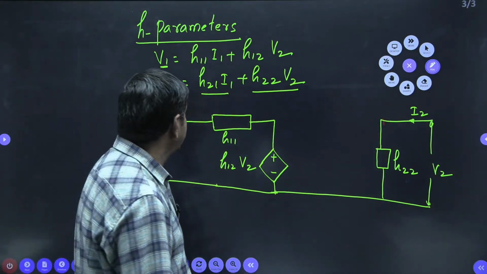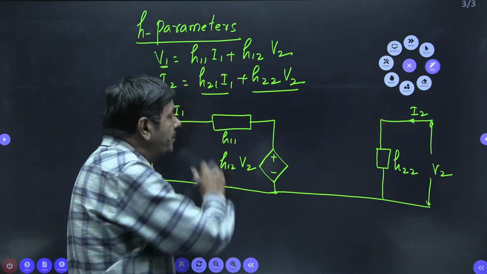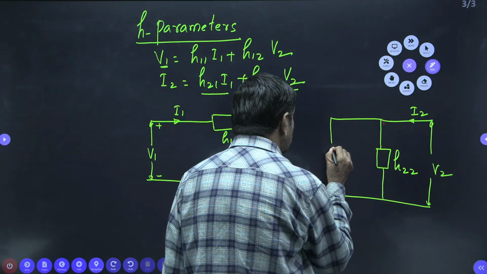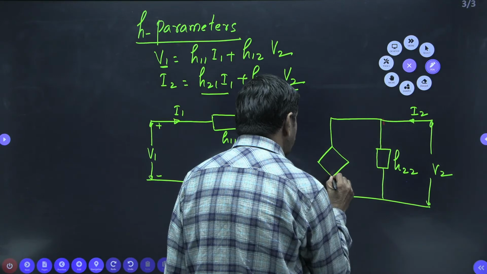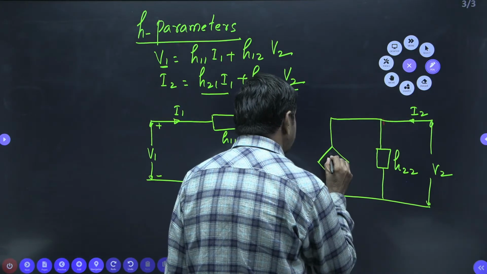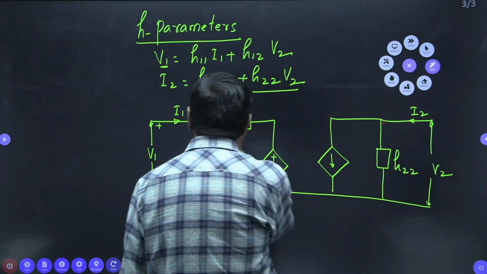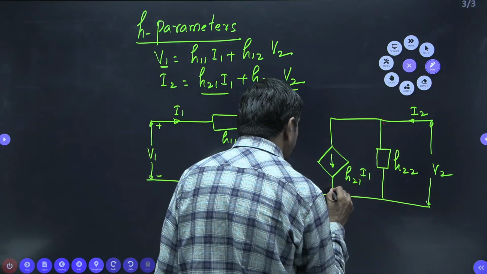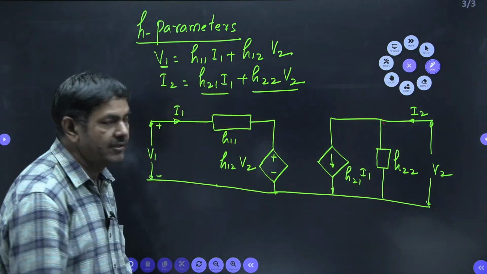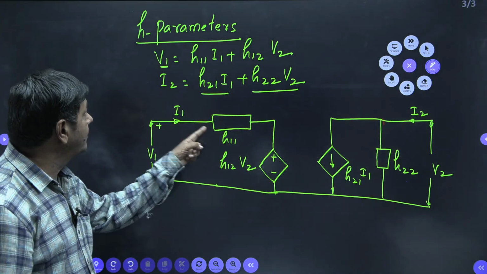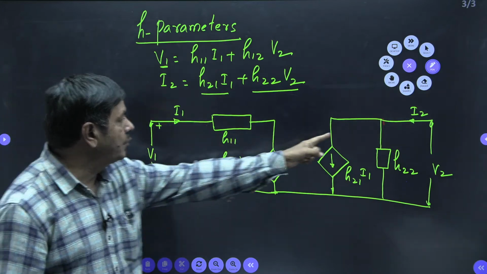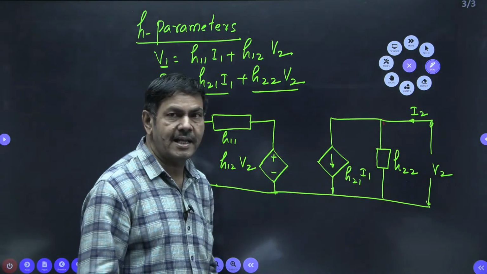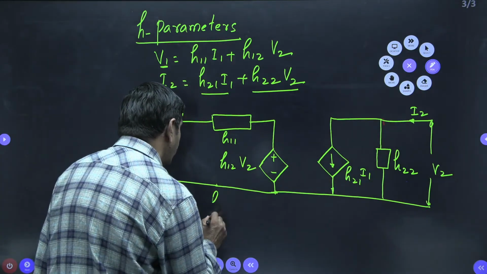And what about the next current? The next current depends upon the input parameter I1. If it depends upon I1, I can draw one dependent source. Here one dependent source is required, and this is a current source. This is H21 into I1, I can put it here. Yes, in such a way we can draw the circuit. V1 equals H11 into I1 plus H12 into V2. I2 equals this current, V2 into H22, plus H21 into I1. Exactly, we are getting it.